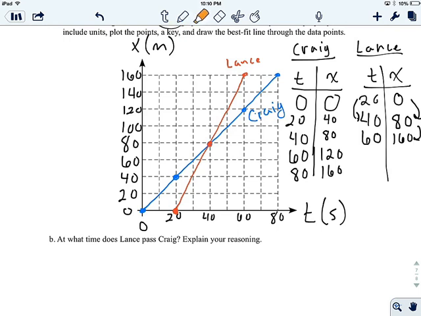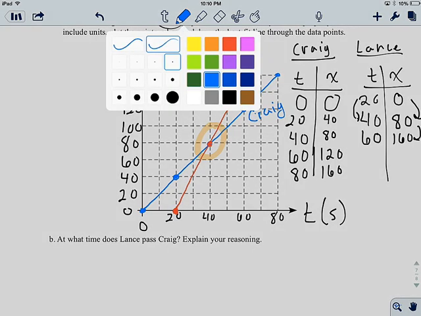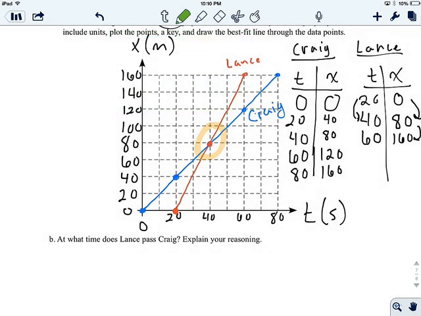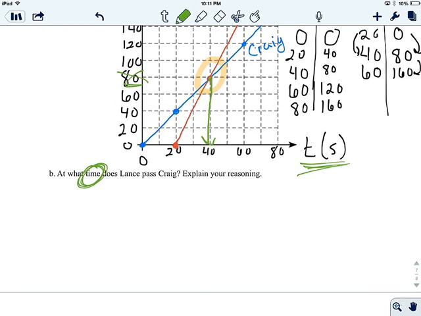Now I think we are all really good at this, and we all know that we want to look for the point where the lines intersect. Now, here's where you're going to get tripped up. Here's where people will miss points. This asks for time. Time is down here, so that means I have to trace straight down. So somebody, I know you're out there, somebody wrote 80 because they went over this way. That's not right. It's not 80. 80 meters is where they cross, but they ask for time.